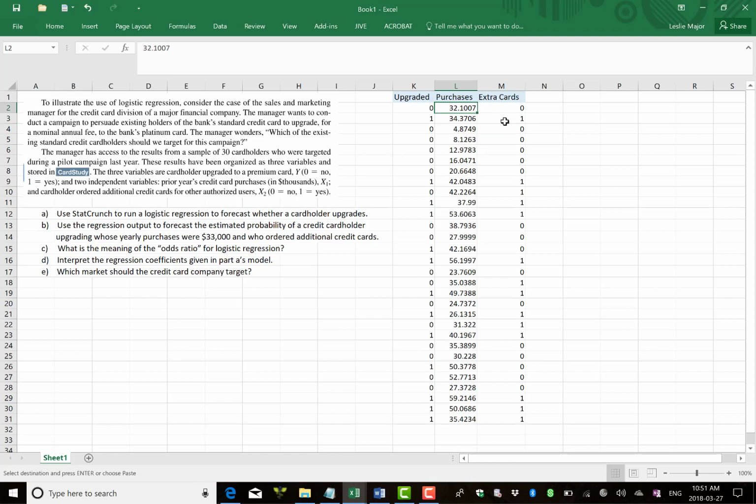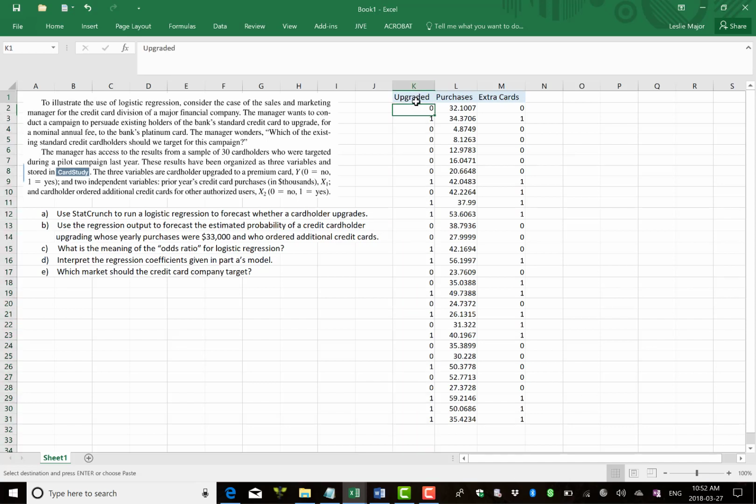Purchases are in thousands of dollars. So let's say purchases of 32.1007 is really $32,100.70. And we're going to run a logistic regression to make forecasts for whether or not people are going to upgrade to the platinum card if they're contacted.